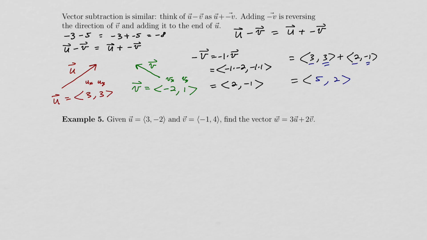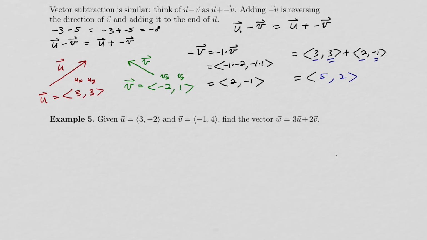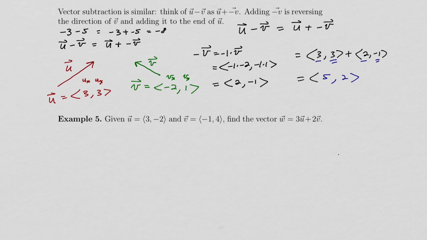If you want to do this in terms of a drawing, you could start with u. Let's see if I have enough room to draw it here. And then I want to add -v. Well, -v looks the same as v, but it's going the opposite direction, so it looks something like this.